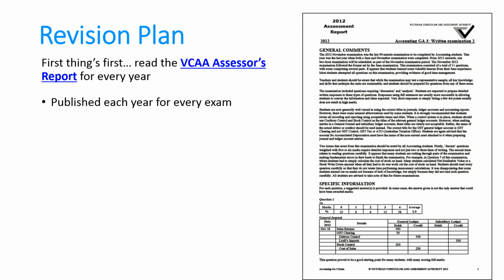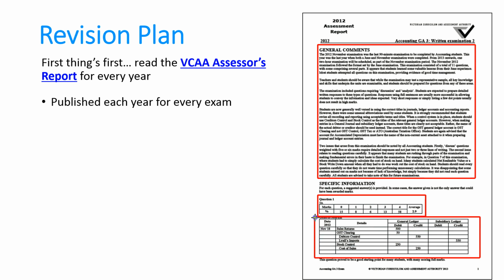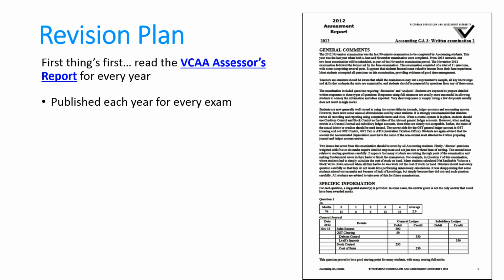Before you even start your revision, go and get the Assessor's Report every year. Importantly, there are 2 things. You can see on the first page there are general comments, and if you look at them over several years, you start to see trends. So go and look at those, read them, take notes on them, figure out what the examiner said was done well, what was done poorly, and so on. And then for each question, you can see there's a mark breakdown, how everybody went, and also a solution.